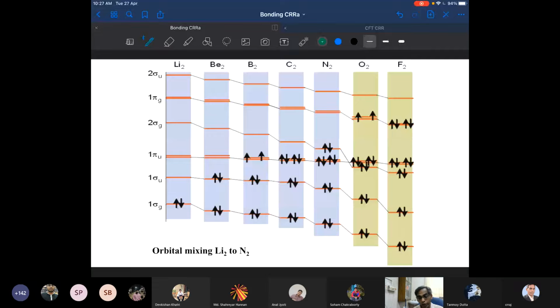So as a result, what should happen? According to the Pauli exclusion principle, or the fundamental principle, the electron should go to your pi MO rather than your sigma MO, right? After orbital mixing, this is for your lithium to nitrogen, the general one. You can see this in the Stephen Atkins textbook, I have taken it from there.